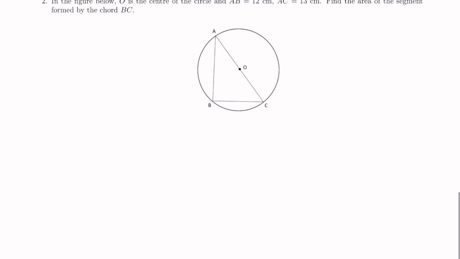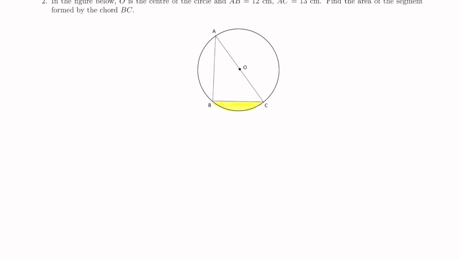All right, let's have a look at question 2. So in the figure below, O is the center of the circle, and AB equals 12 centimeters and AC equals 13 centimeters. Find the area of the segment formed by the chord BC. So the chord BC is here. The segment formed by that chord would be the area of this thing. So let me just shade straight away what we're interested in. I'll do it in yellow. Okay, we're interested in the area of this thing.